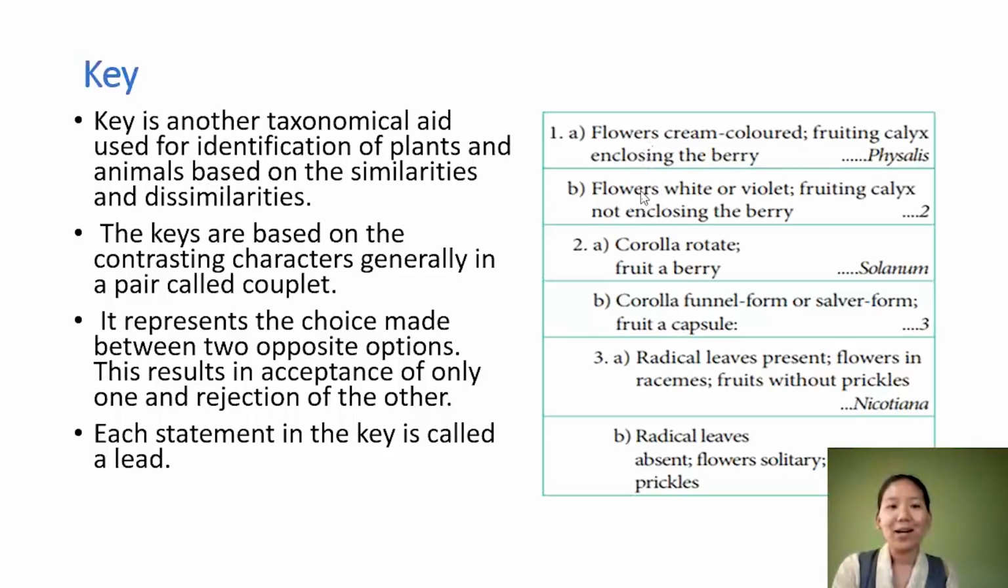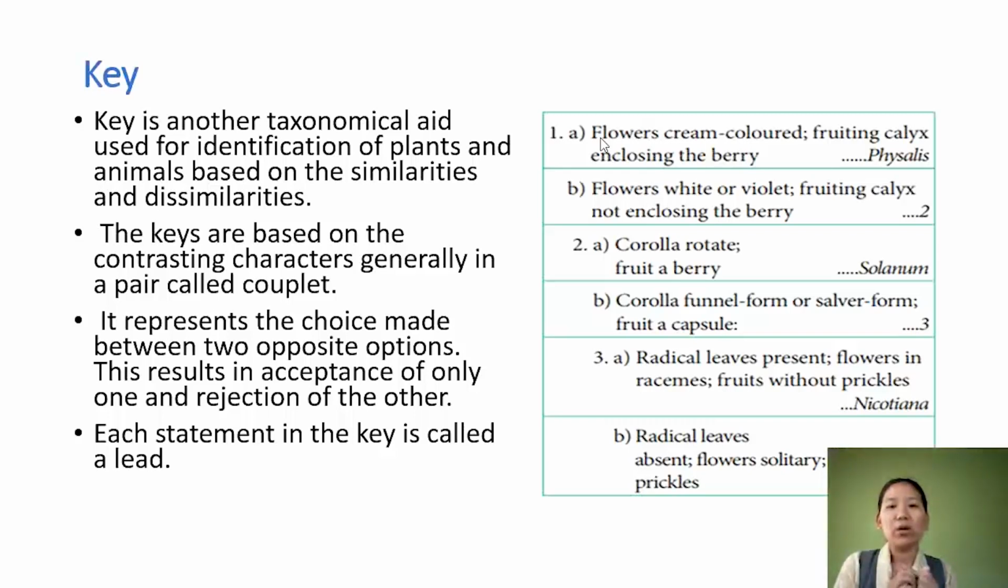You can choose either one of them. These two characters are contrasting. So this key is based on contrasting characters, and they generally occur in pairs, and a pair we call a couplet here. You have to make a choice between these two. For example, if you have a plant and you want to identify it, you look at all the morphological structure and then the flower structure. Let us say if you have a flower, then you compare the flower in your hand with that of the key.